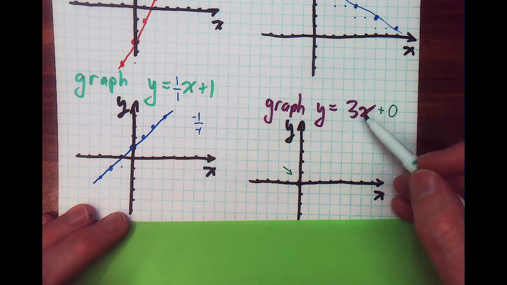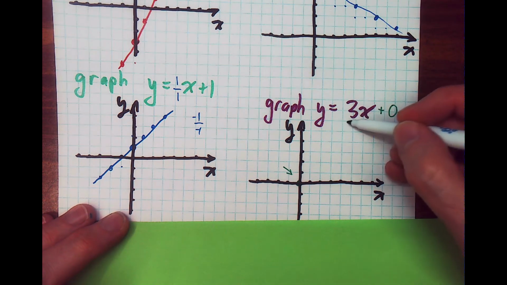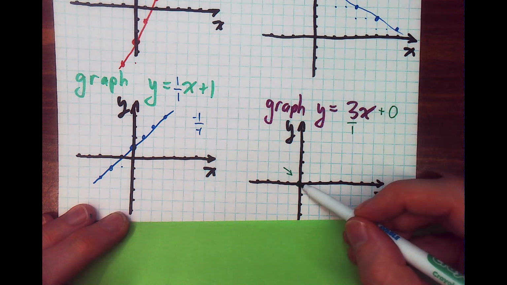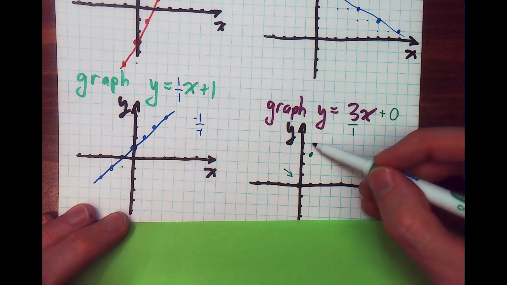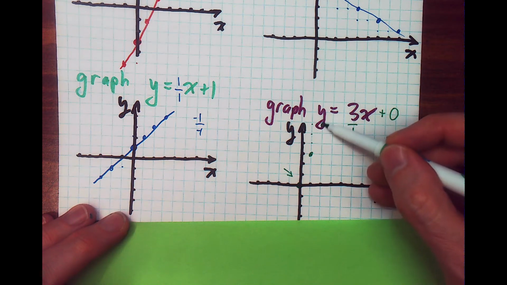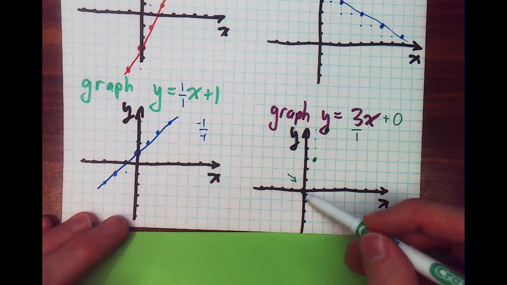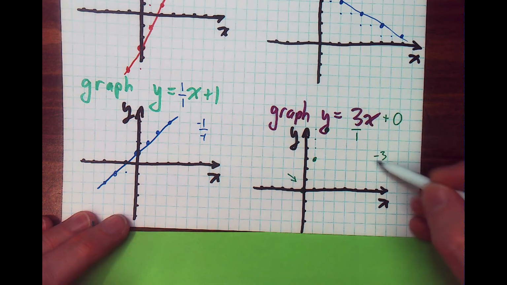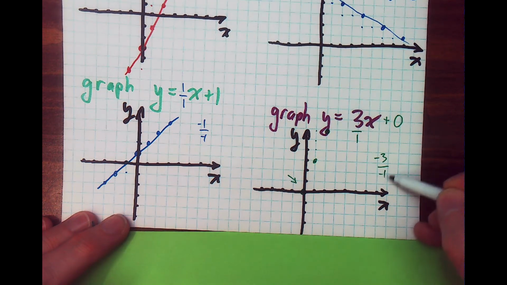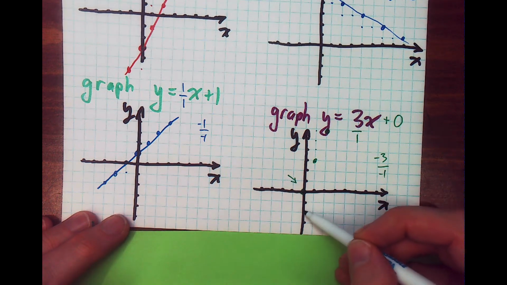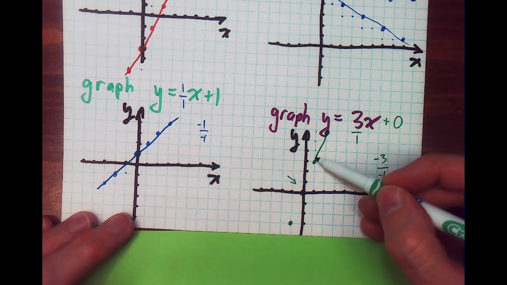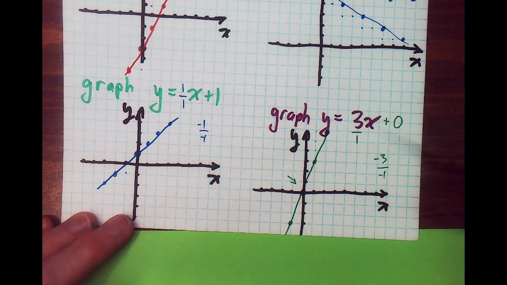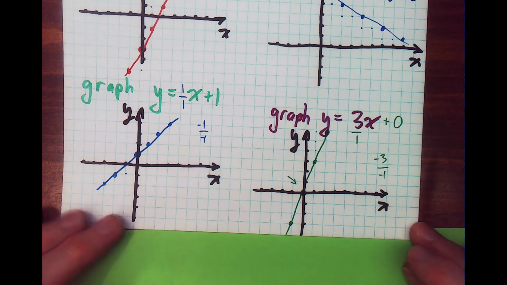And the slope is 3, and you could imagine 3 over 1. So rise 1, 2, 3, run 1. Rise 1, 2, 3, run 1. Or you can go in the other direction. I can go rise -3, run -1. Rise 1, 2, 3 in the negative direction, run -1. And again, all these points should be in a straight line. And so that's my graph.